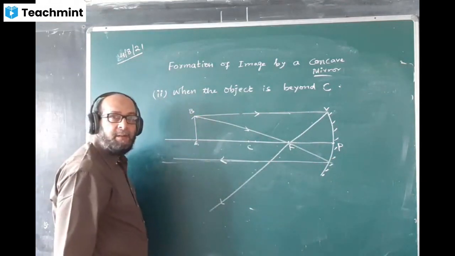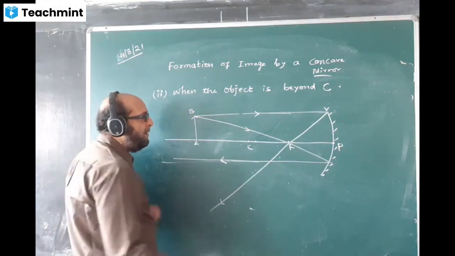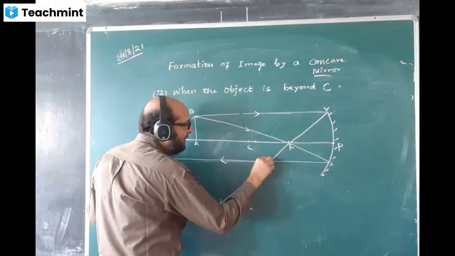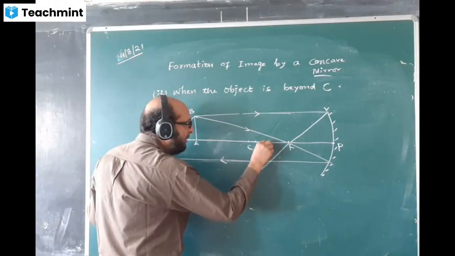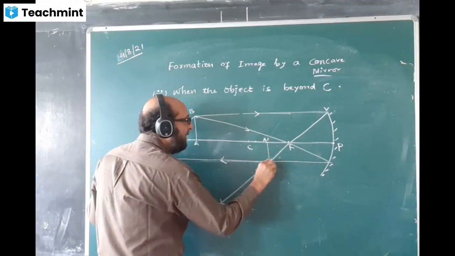Have you done it? Where the 2 rays after deflection meet, they are meeting here. Here is the image formed. So draw the image here. Name the image as A dash, B dash.